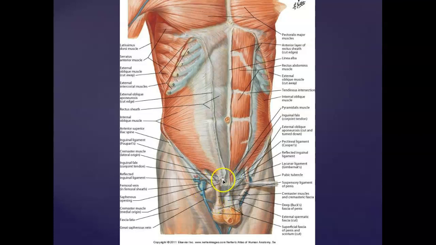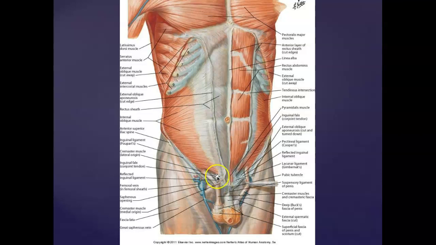You'll also see here another tendon called the conjoint tendon, or conjoined tendon, found on the medial side of the edge of the superficial inguinal ring. This is where the external and the internal obliques come together. So you can see where that's joining here, this conjoint tendon.